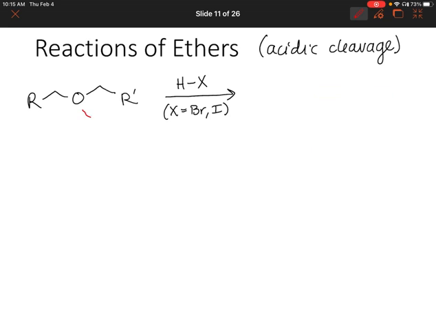So what happens first is the oxygen grabs onto the hydrogen from the acid, and that leaves the halide behind. And then we're going to form a positively charged oxygen. Now, what we also just formed was a good leaving group.